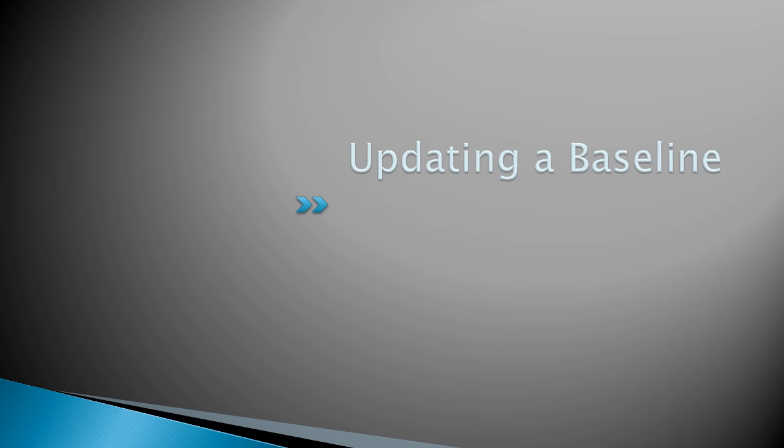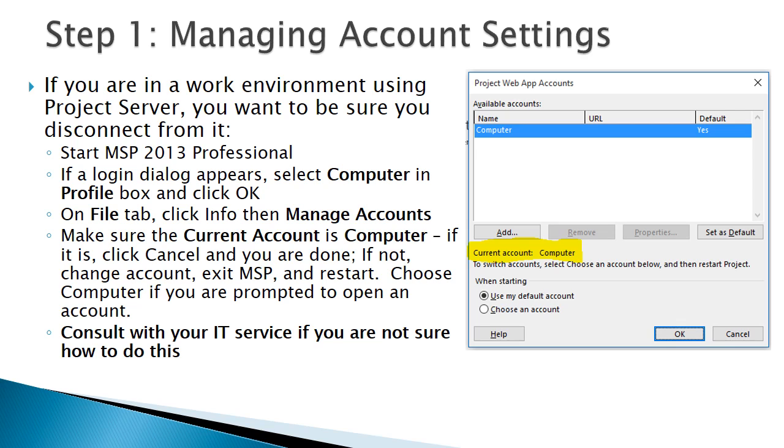In this section, we're going to look at updating a baseline plan. Before we get started, if you are working in an environment including Project Server access, you want to be sure you do not publish your work in the optional content. Following these steps on this slide will make sure you are disconnected from Project Server while working on this content. Pause here if necessary and work on making the change before proceeding.